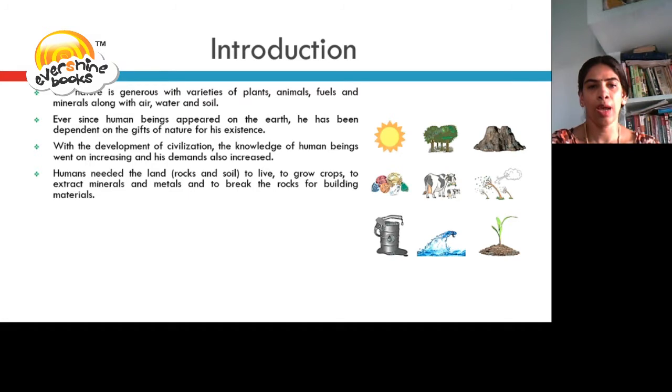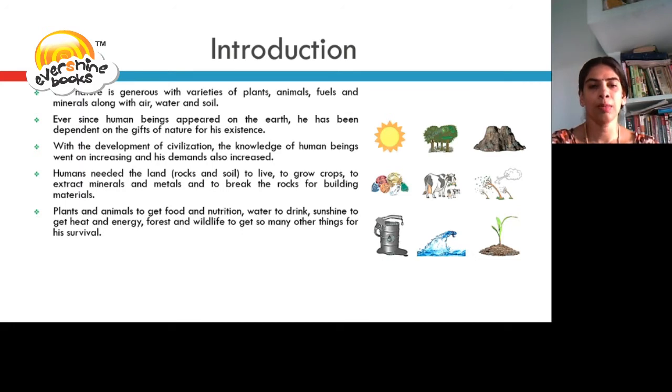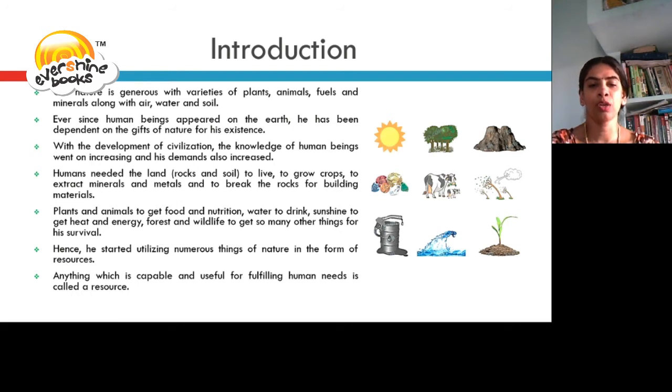Humans needed the land, which is made up of rocks and soils, for living, to grow crops, to extract minerals and metals, and also to break the rocks for building materials. Plants and animals to get food and nutrition, water for drinking, sunshine to get heat and energy, forest and wildlife to get so many other things for his survival. Hence, he started utilizing numerous things of nature in the form of resources. Anything which is capable and useful for fulfilling human needs is called a resource.